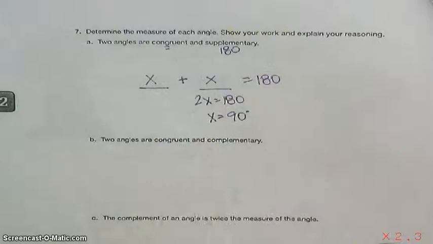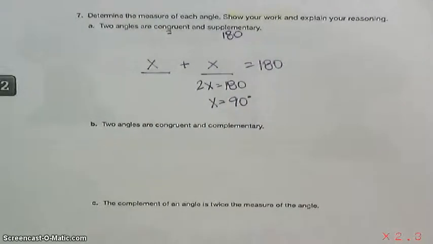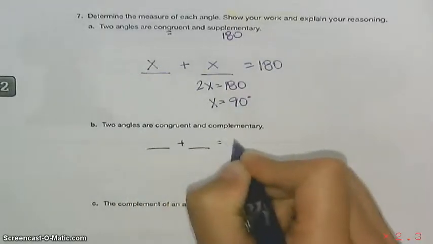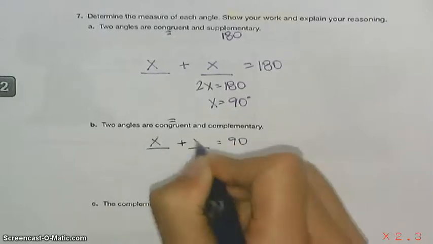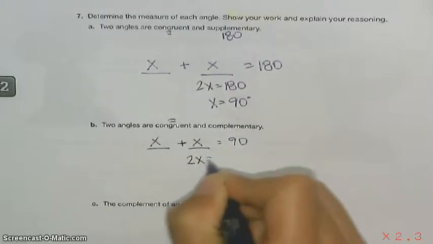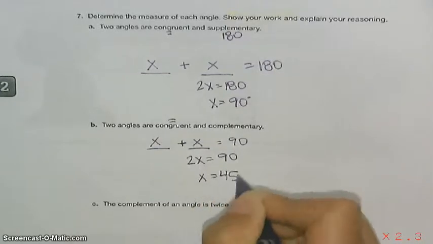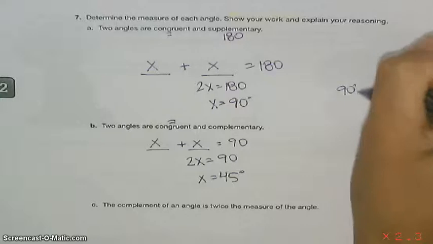They're both congruent and they're supplementary. How about two angles that are congruent and complementary? So two angles that add together equal 90, and they're the same. They're equal, so I can call them x and x. So 2x equals 90, x equals 45. So my angles here were 45 degrees and 45 degrees.